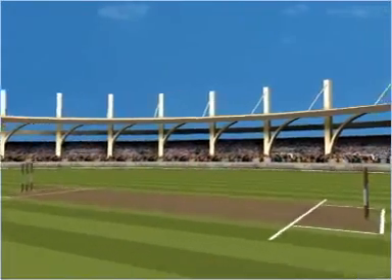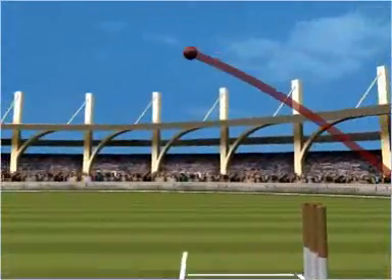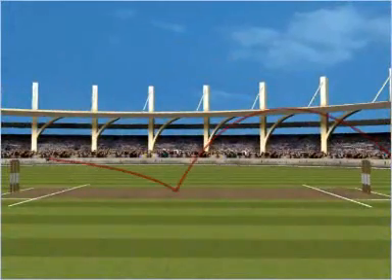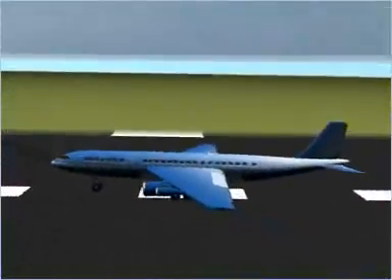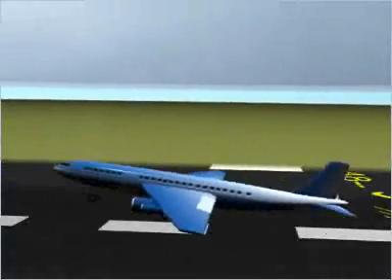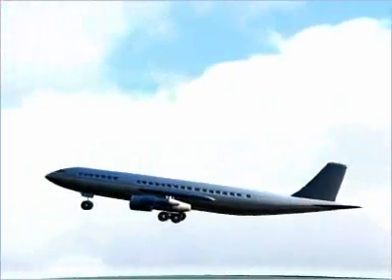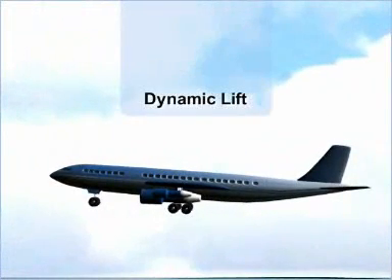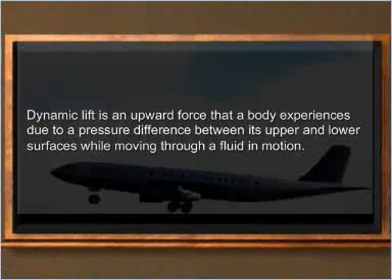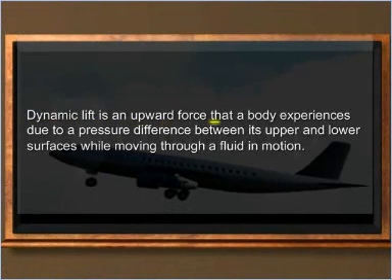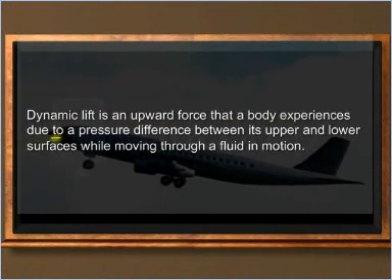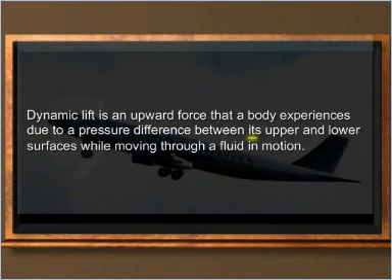In games like cricket, you may have observed the ball deviate from its normal path when it spins. You may also have seen aeroplanes take off high into the sky. Such deviations in the path of the objects occur due to a phenomenon called the dynamic lift. Dynamic lift is an upward force that a body experiences due to a pressure difference between its upper and lower surfaces while moving through a fluid in motion.